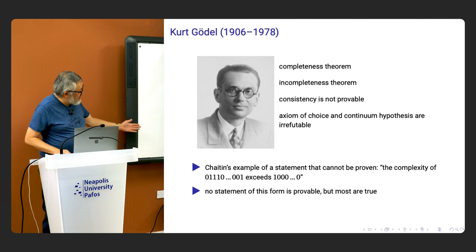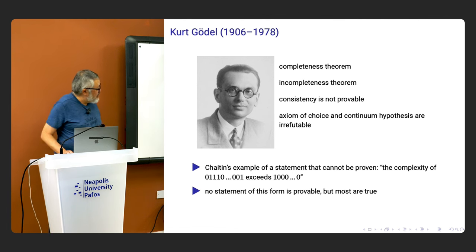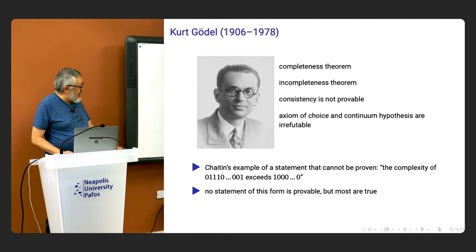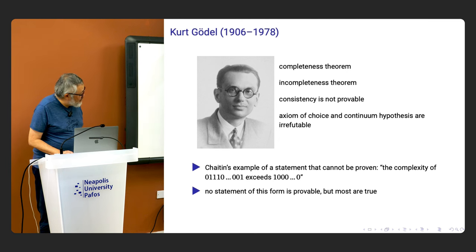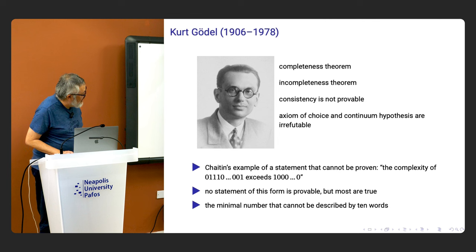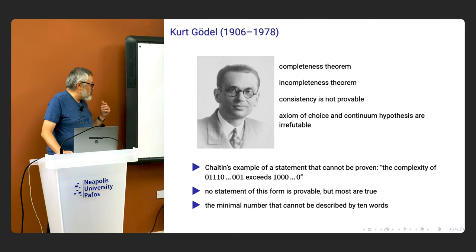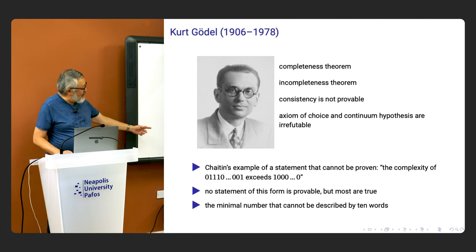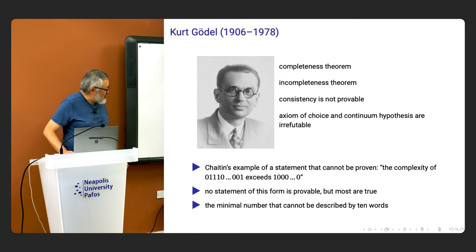And this is the Gödel theorem in Chaitin's form. No statement of this form is provable, and to prove this, it's kind of a version of a paradox. There is a paradox which is called the Berry paradox. Just consider the minimal number that cannot be described by 10 words.